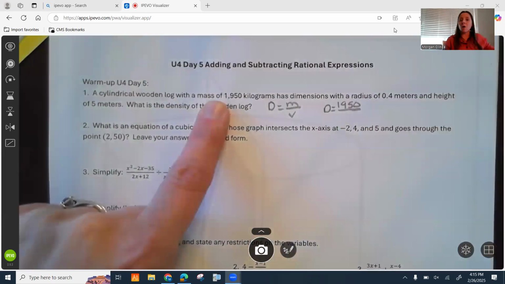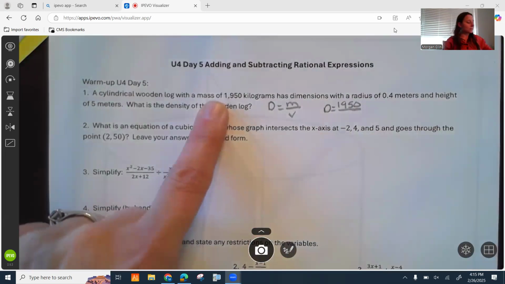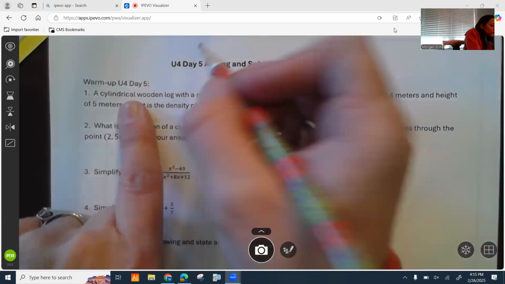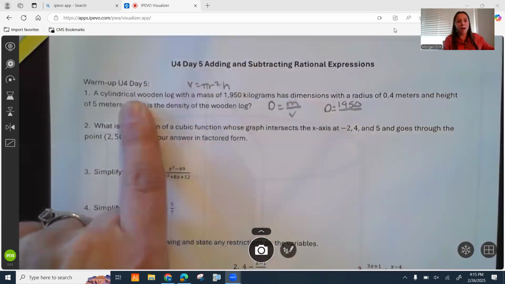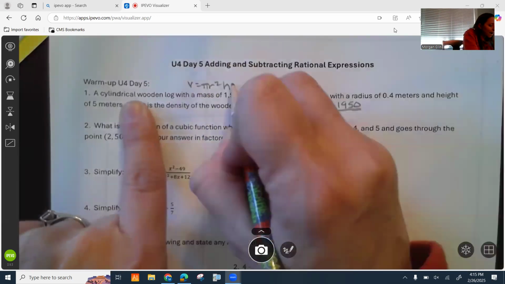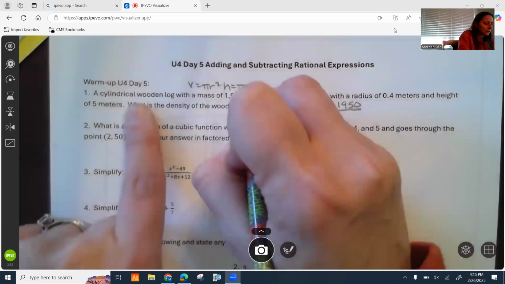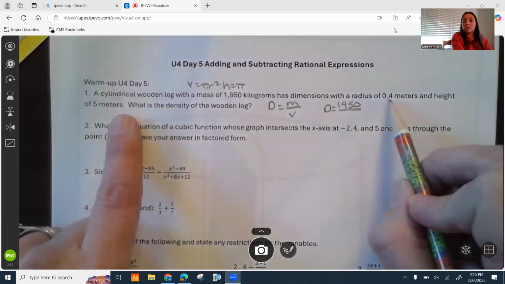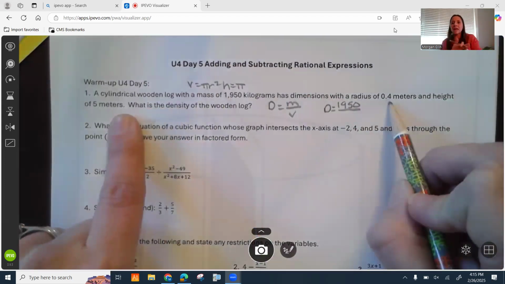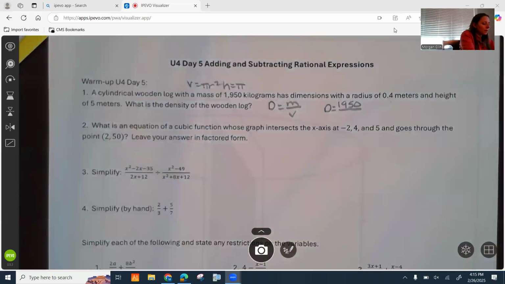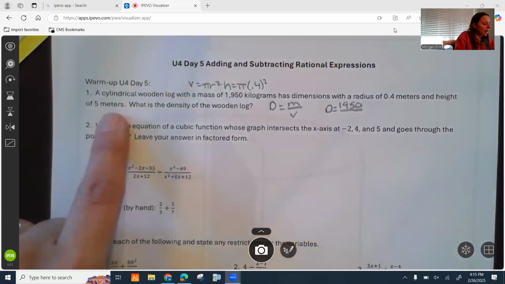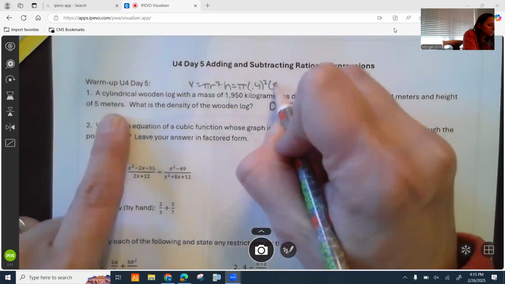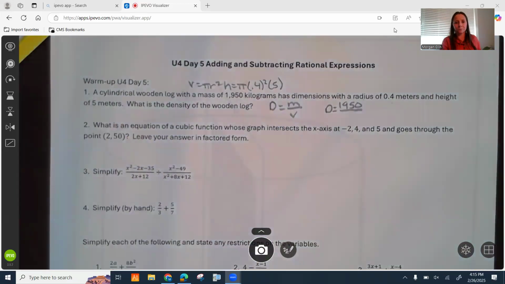All right, we've talked about volume in unit 3. Now this is a cylinder. The volume of a cylinder is pi r squared h. Remember, you have to have that memorized. Okay, so that's pi. In this case, the radius, be careful if they give you the diameter. If they gave us the diameter, we would take half of it. But here this is the radius, so 0.4 squared. And then the height of 5 meters. So 5 right there.